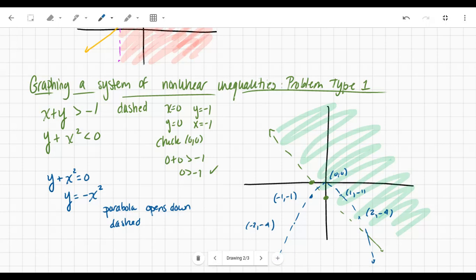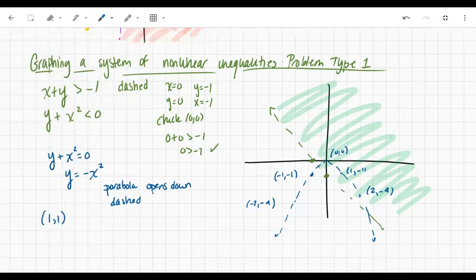I don't want to test (0, 0) because that's on the boundary. All right, so that's the one thing where with the lines too, we've always been successful checking (0, 0), but if (0, 0) is actually on the boundary, you can't check it. So just check any point you want. Like I could check the point (1, 1).